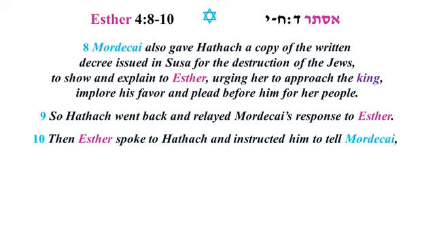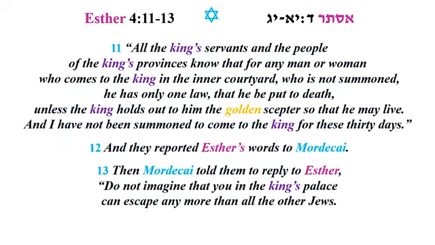Then Esther spoke to Hathach and ordered him to reply to Mordecai, all the king's servants and people of the king's provinces know that for any man or woman who comes to the king to the inner court who is not summoned, he has but one law, that he be put to death, unless the king holds out to him the golden scepter, so that he may live. And I have not been summoned to the king for these 30 days.